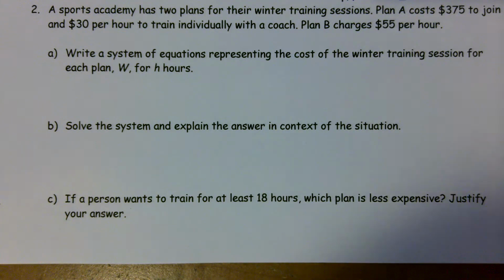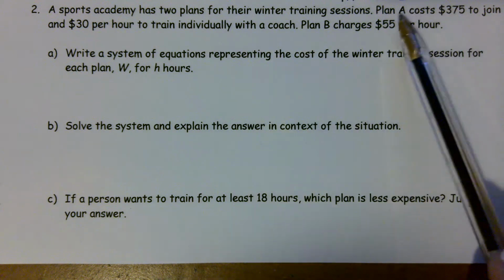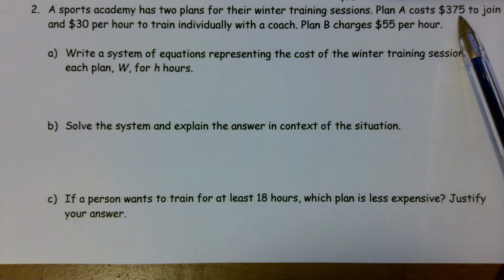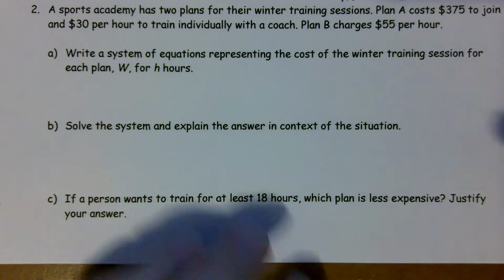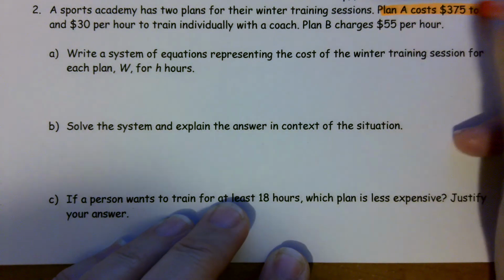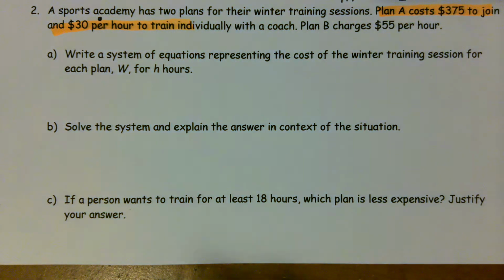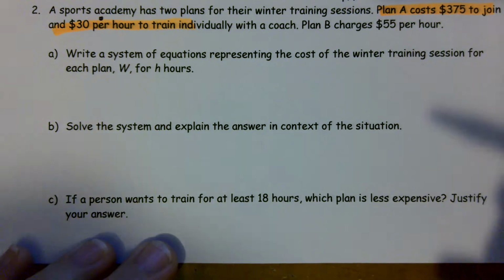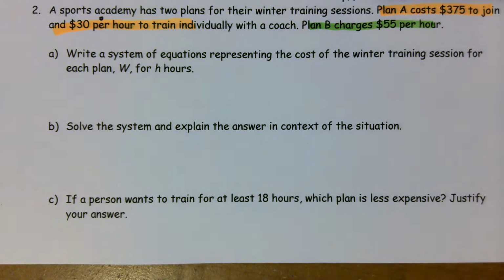Okay, let's look at the second problem. A sports academy has 2 plans for their winter training sessions. Plan A costs $375 to join and $30 per hour to train individually with the coach. Okay, $30 per hour. Whenever you see the word per or each or every, you know eventually I'm going to multiply by something else. Plan B charges $55 per hour. So Plan B, $55 per hour.